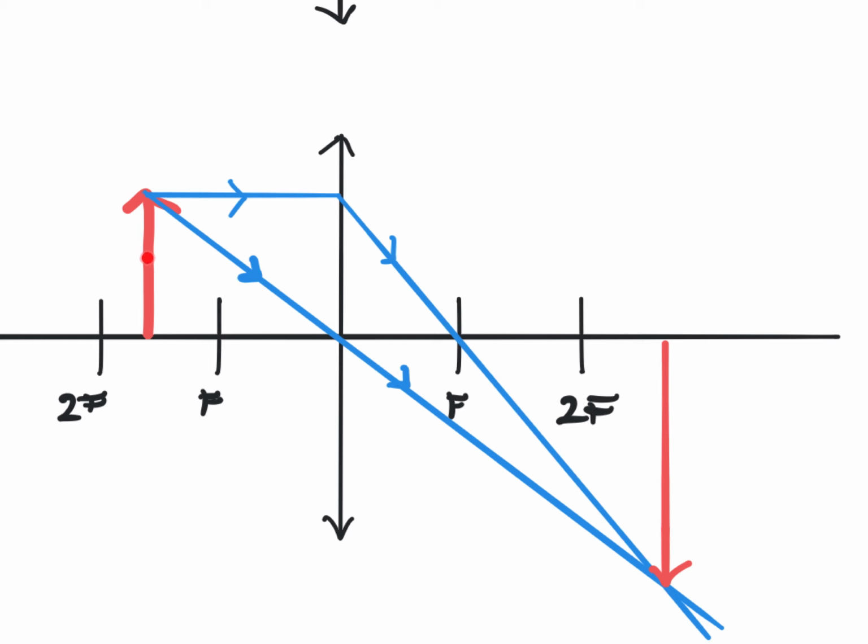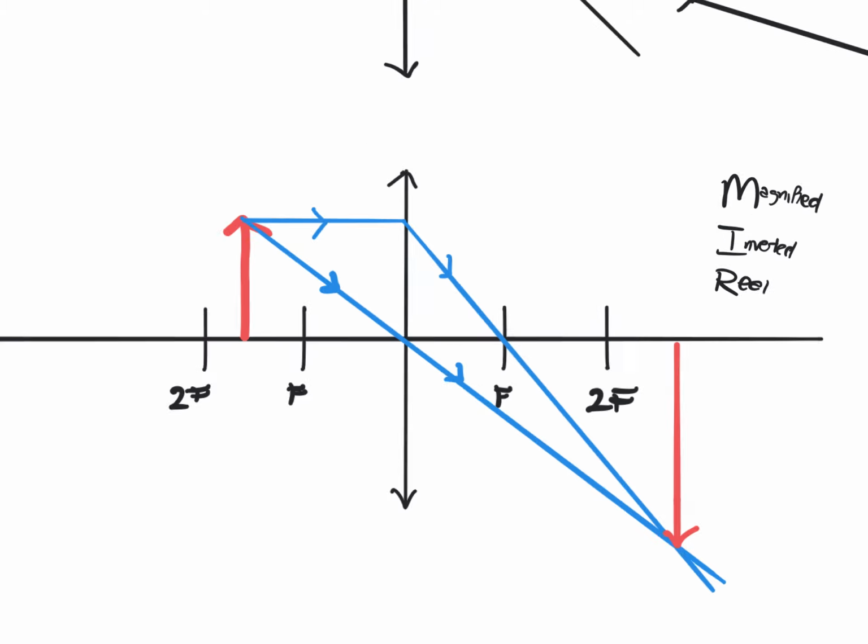Compared to my object, this is bigger. So this over here is magnified. Secondly, what else do I see? Is it in the same direction? No, this is upright. This is inverted. And finally, do the light rays really meet? Yeah, they do meet. So this is real.